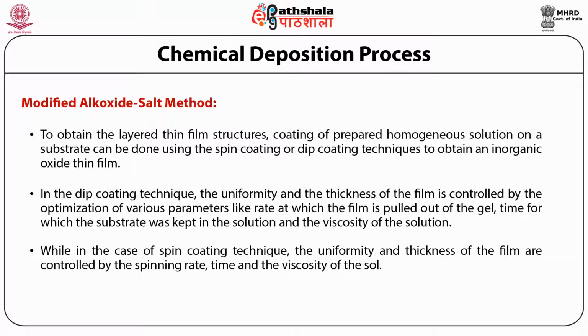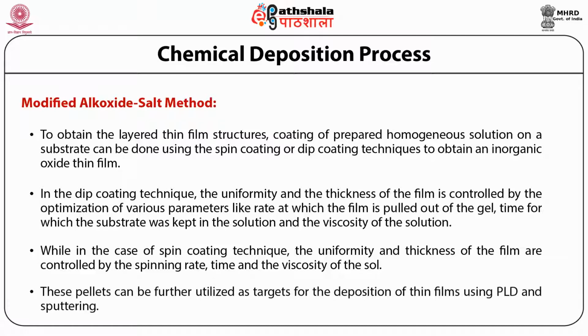However, sol-gel derived powders can also be obtained either by precipitation or high temperature treatment, which can be used in the formation of thick discs and pellets. These obtained pellets can be further utilized as targets for the deposition of thin films using PLD and sputtering.